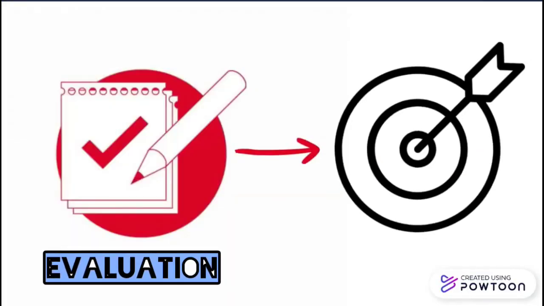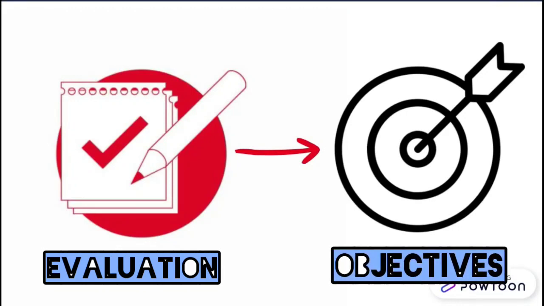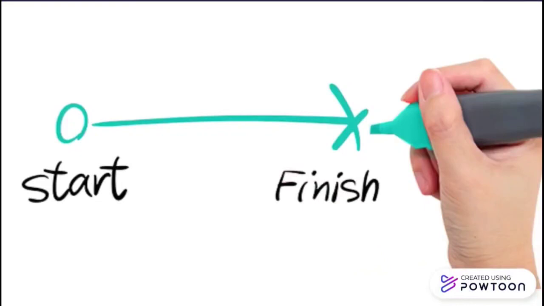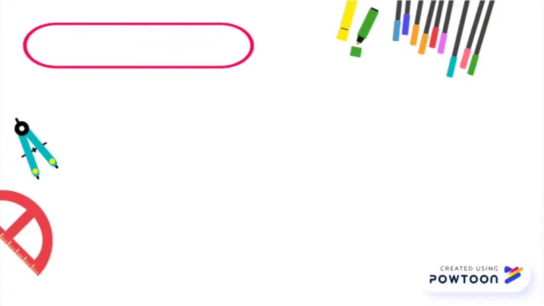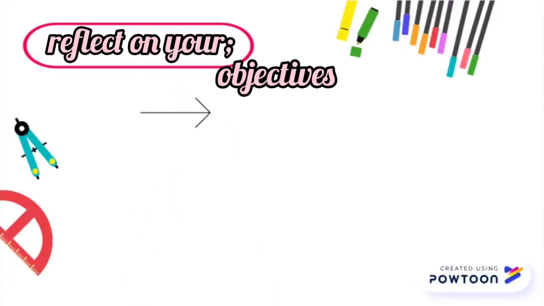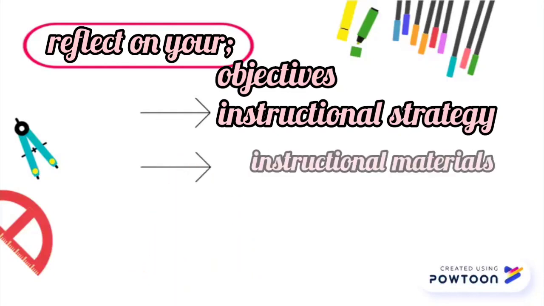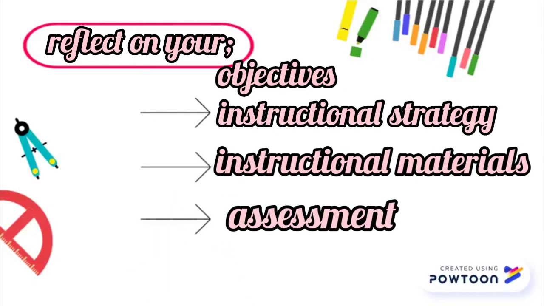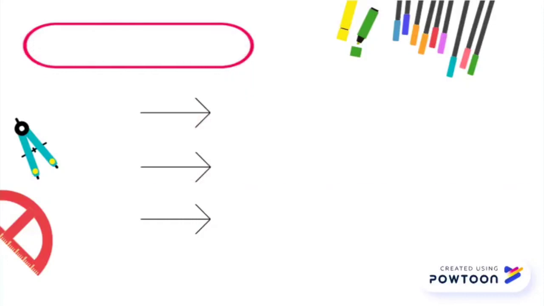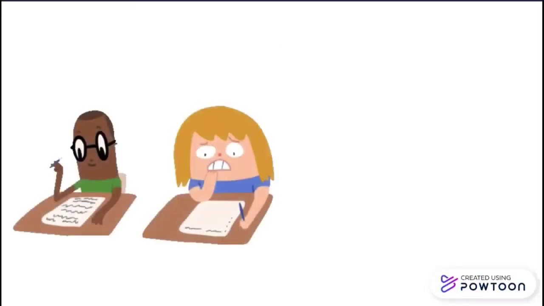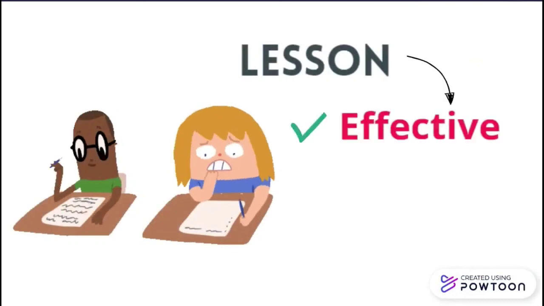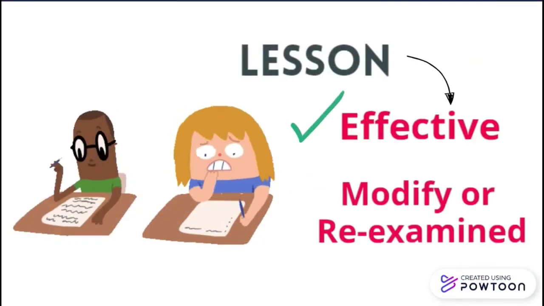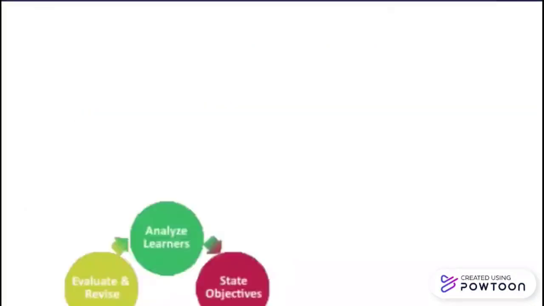Here, the evaluation should be matched to the objective. Ultimately, this last stage is the most important. You must evaluate the instruction process from start to finish using the objectives you created in the beginning. It is helpful to reflect on your objectives, the instructional strategies, the instructional materials, and the assessment. By evaluating the learners against the objectives, it can be determined if the lesson was effective and whether any steps need to be modified or re-examined.